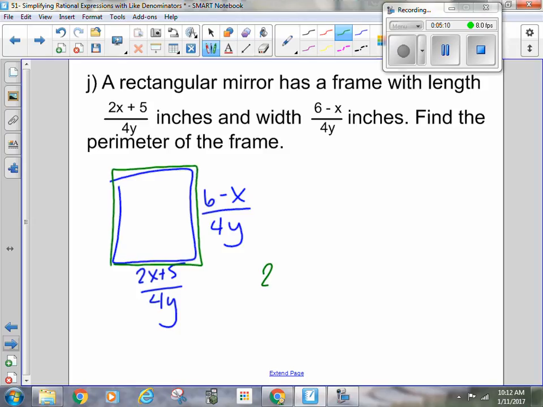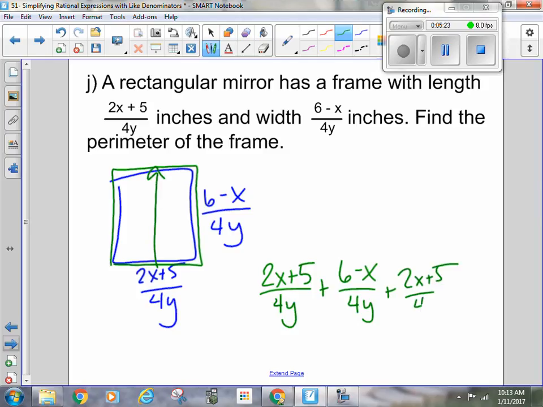So I have 2x plus 5 over 4y plus 6 minus x over 4y. And then I have, again, the same thing over here. So plus 2x plus 5 over 4y. And I have the same over there, 6 minus x over 4y. They all have the same denominator, so they're all going to be over 4y.